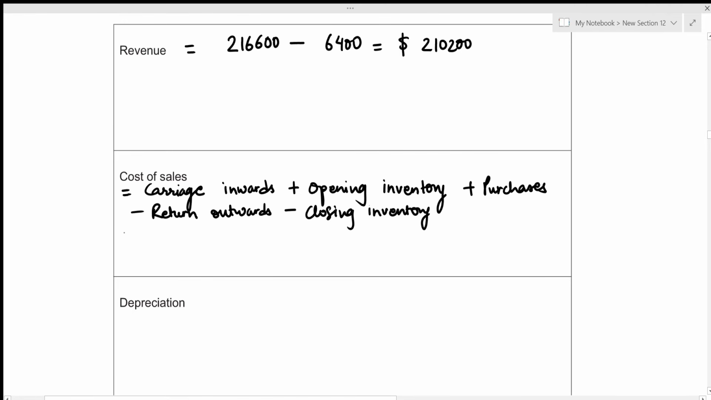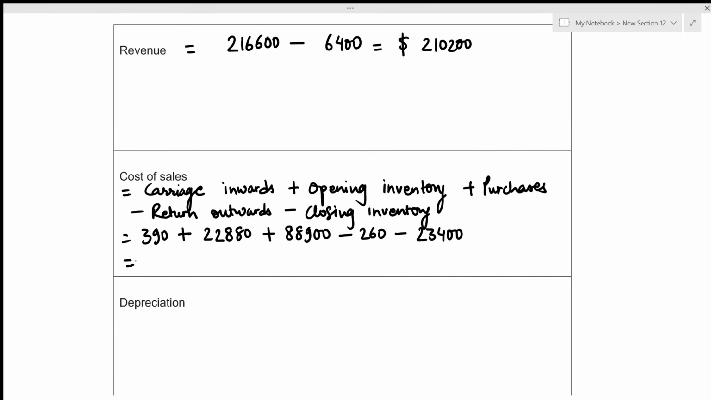So the value for carriage inwards was 390. The value for opening inventory was 22,880. The value for purchases was 88,900. The value for return outwards was 260. And the value for closing inventory was 23,400. Alright, so that's 390 plus 22,880 plus 88,900 minus 260 minus 23,400, which gives the total cost of sales to be 88,510.